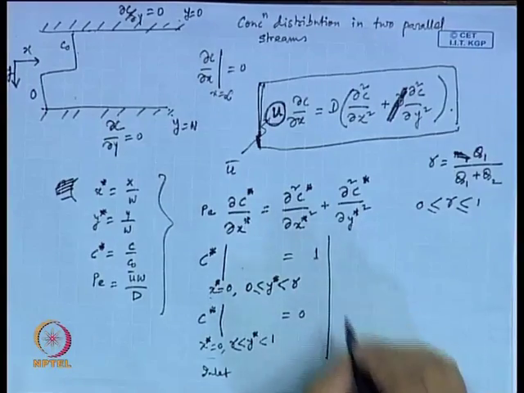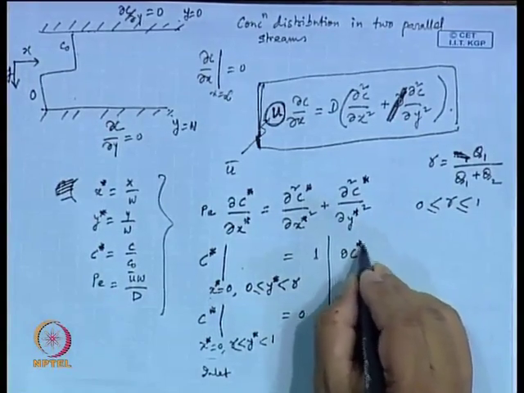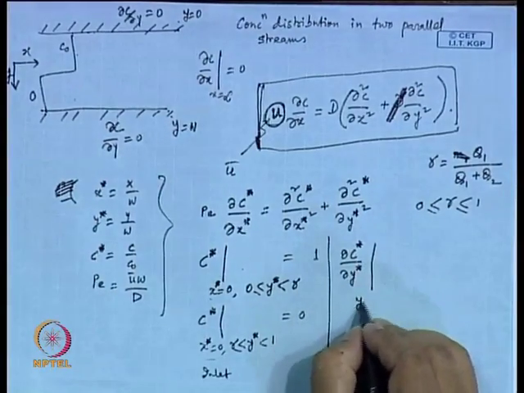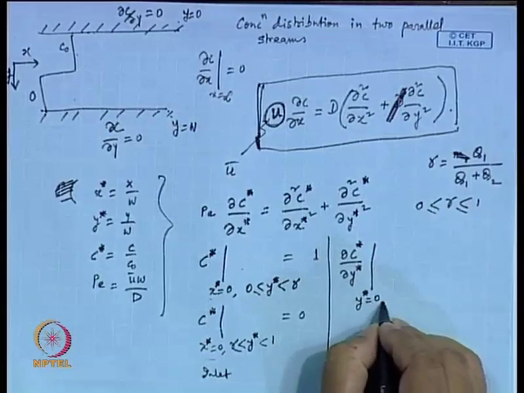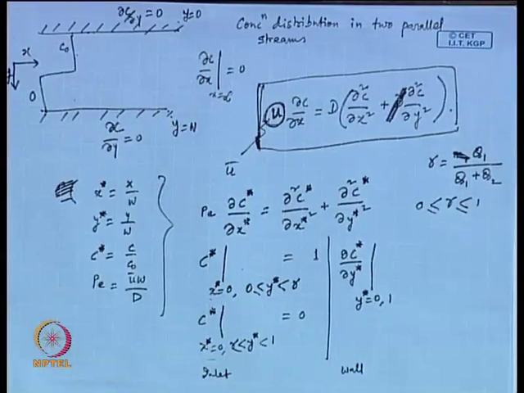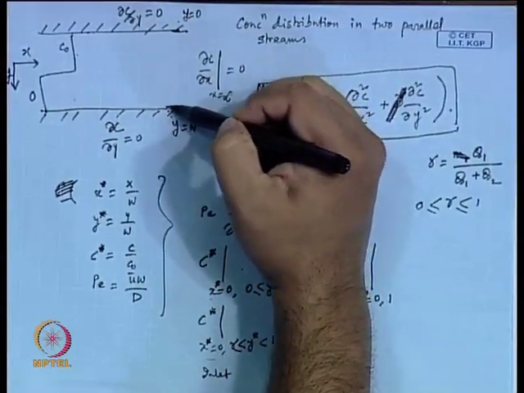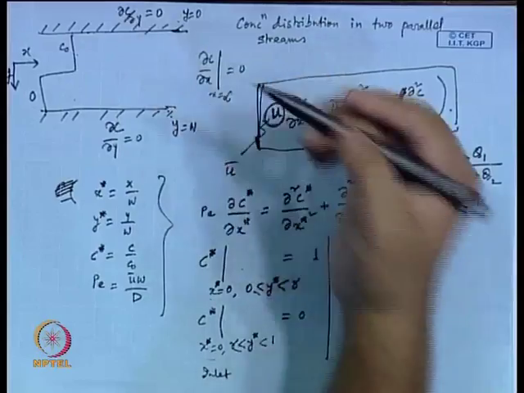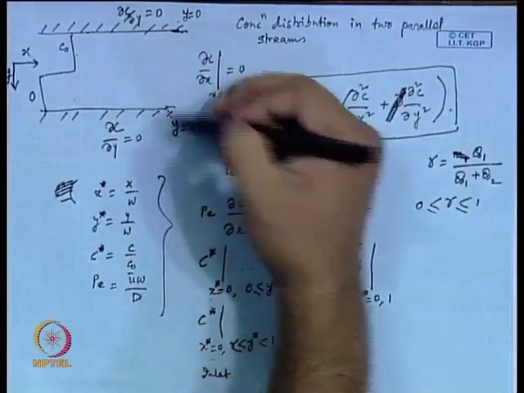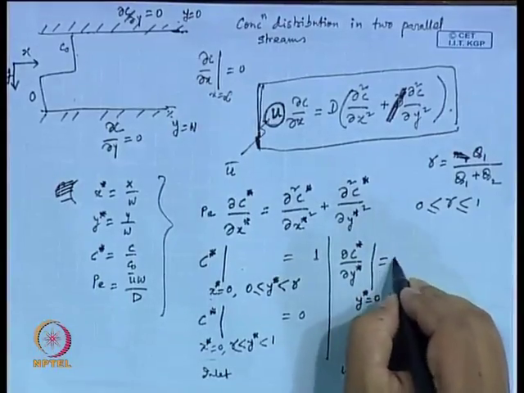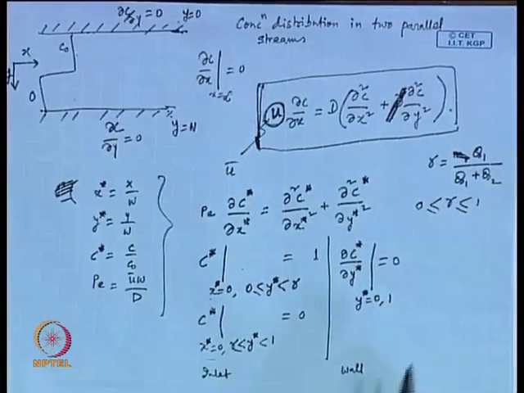Then we have another wall condition. Wall condition is that del c star del y star at y star is equal to 0 comma 1. See, w is in y direction, y is equal to 0 here and y is equal to w here. So, w is in y direction. So, it is between 0 to 1. So, y star is equal to 0 or 1, both are walls, and this is the wall condition.